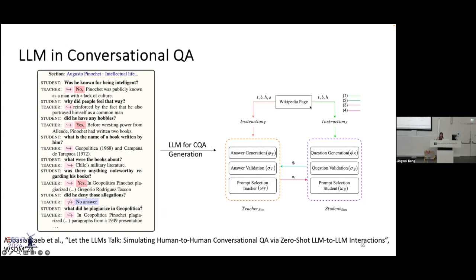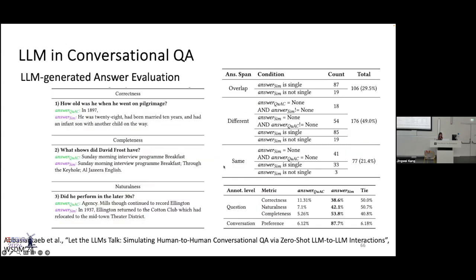And in detail, we provide a Wikipedia page to each of the teacher and the student LLM, and we instruct the student LLM to perform question generation, to generate the corresponding question from the Wikipedia page. And the teacher LLM is supposed to answer the question generated by the student using the information in the Wikipedia page.